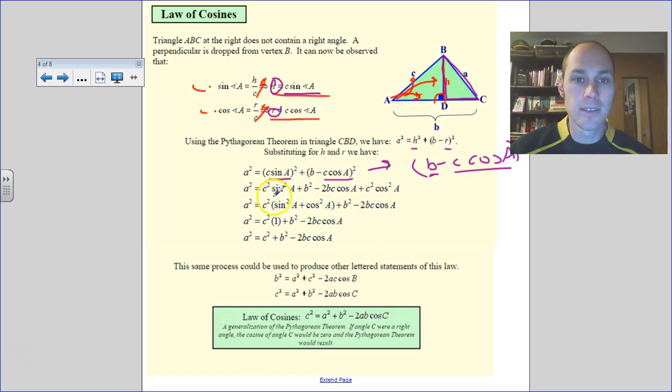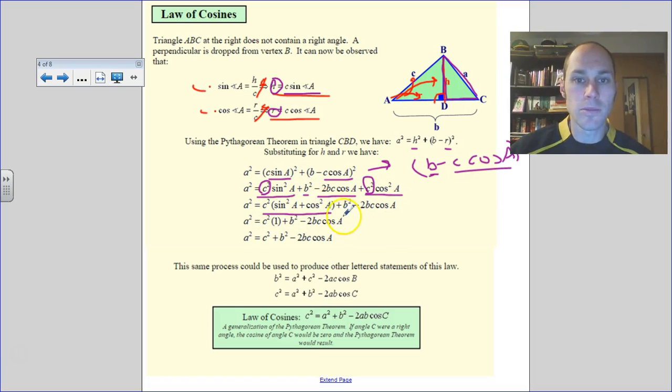Next we can factor. Since I have this term and this term here, I really have 4 terms. I see that 2 of these terms contain c squared, so I can factor out a c squared from those terms. And what am I left with? Sine squared A plus cosine squared A. So that's how we get that first part.